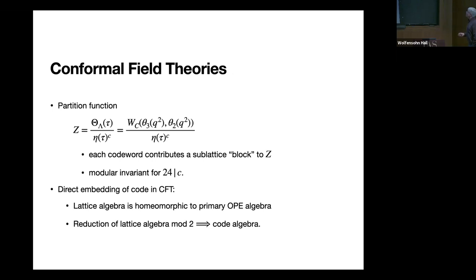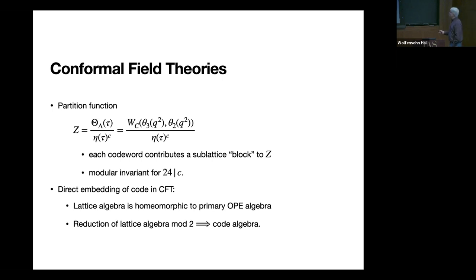Anyway, here's the partition function of one of these lattice CFTs. And these are chiral so far. I'm not talking about Narain CFTs yet. So the partition function is just the theta function divided by an appropriate power of the Dedekind eta function, which gives you a modular invariant expression. And you can write that in terms of tau by the formula I had on the previous slide or two slides ago, which relates the enumerator polynomial to the theta function.